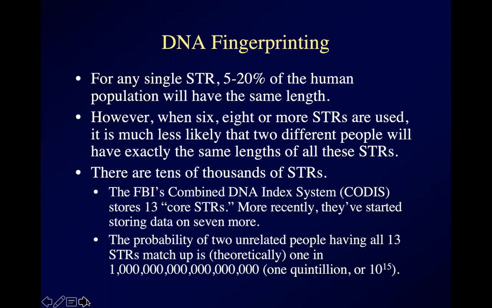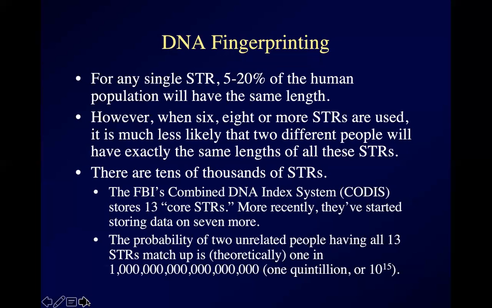And if we try to match people based not on the length of just one STR, but on the length of 6, 8, 10, 12, it's much less likely that 2 people will just happen to have exactly the same lengths of all these STRs. The FBI's DNA database called CODIS, when they take a sample of your DNA, the information that they store is the length of 13 core STRs. More recently, they've started storing data on 7 more, for 20.